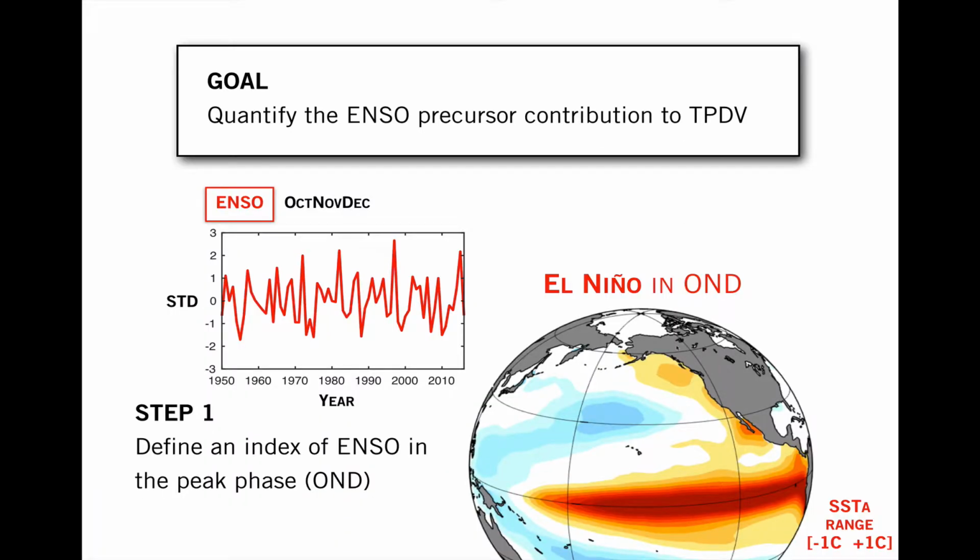To do that, we're going to start by defining an index of ENSO during the peak season of ENSO, which is in October, November, December, or the fall, if you like, fall, winter. And so this is just the first principal component of sea surface temperature in the tropical strip, plus or minus 5 degrees from the tropics. And this is essentially an index of El Nino where you see these different peaks.